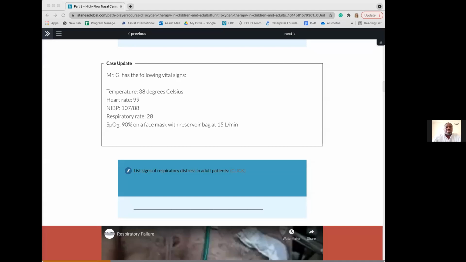As we said earlier in the poll question, the reservoir bag was the highest FiO2 delivery device, at the maximum limit of 15. Despite him being on this device, we can see that he is poorly saturating and is having signs of what we can call respiratory distress.